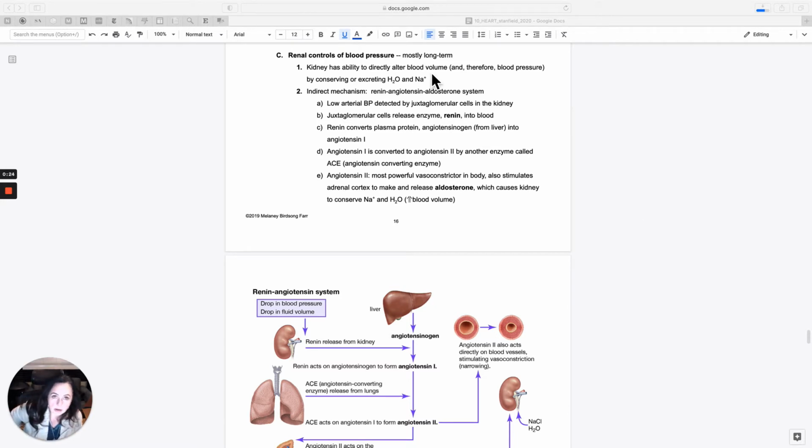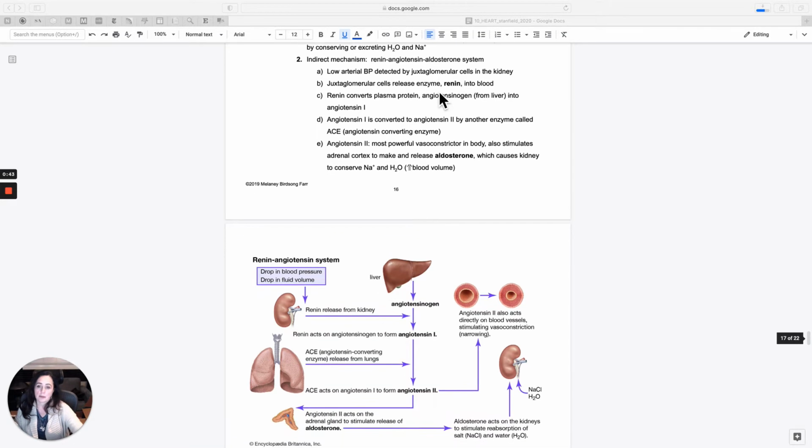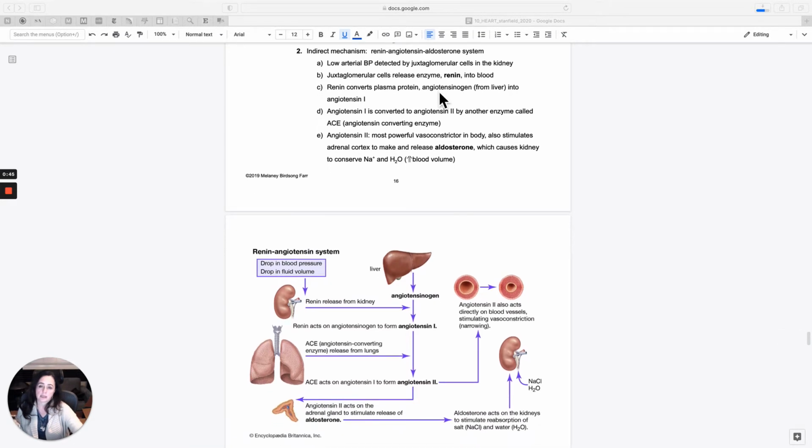Of course, this is not going to have immediate impacts on your blood pressure, like, for instance, vasoconstriction or an increase in heart rate. So, longer term. So, the kidney has the ability to directly alter blood volume and therefore blood pressure by excreting or conserving sodium and water. But the indirect mechanism is called the renin-angiotensin-aldosterone system, or sometimes RAS system.